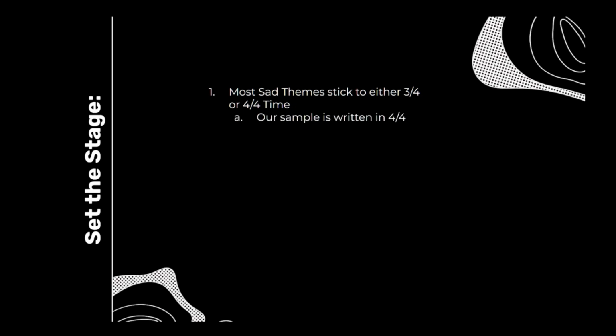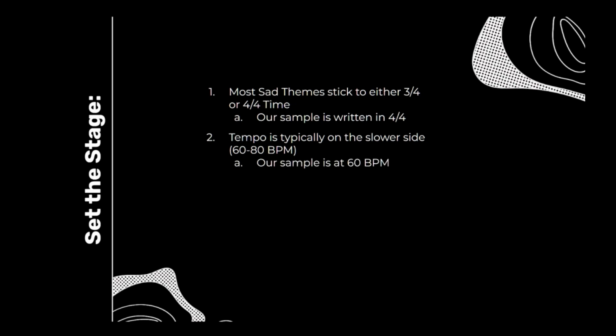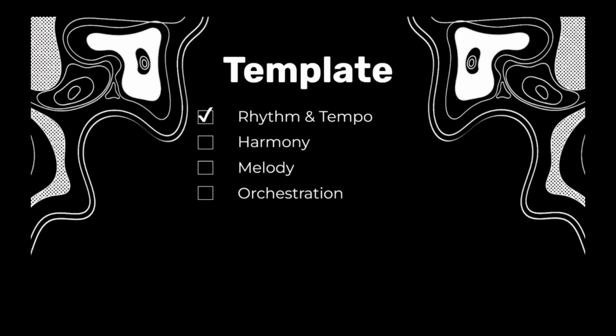So first, we want to set the stage for our theme by looking at the tempo and the time signature. Like love themes, most stereotypical sad music is all about keeping things simple. So you'll usually want to stick with either 3/4 or 4/4 time. In our example, I wrote the theme in 4/4 time. Next, the tempo will typically stick to the slower side, something around 60 to 80 beats per minute. Our theme was written for 60 BPM, which is a fairly simple approach since it equates to 1 beat per second.